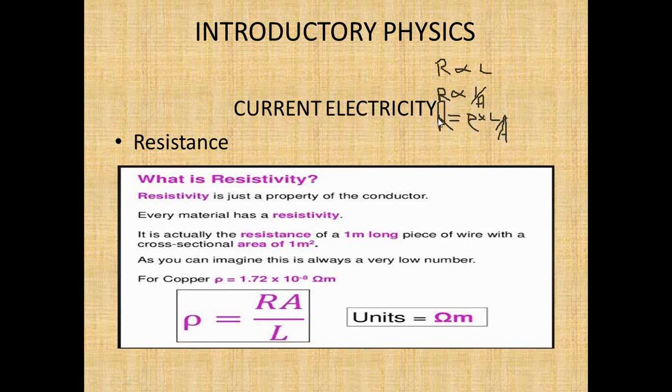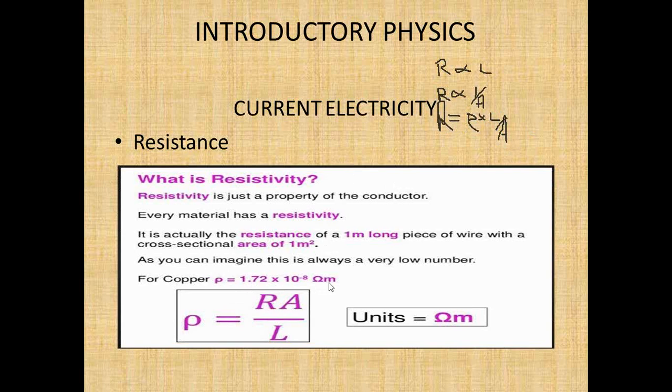So you don't even have to know what the statement is saying. You can just work it out. So the resistivity is the resistance of a 1 meter long piece of wire with a cross-sectional area of 1 meter squared. Okay, that's what it is. And the resistivity is usually a very small number. For copper, the resistivity is 1.72 times 10 to the minus 8 ohm meters.